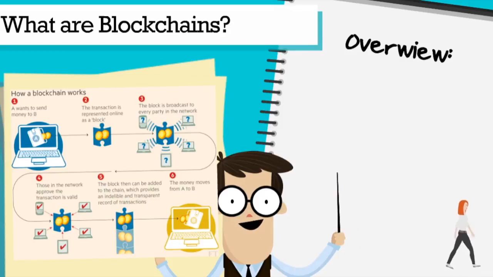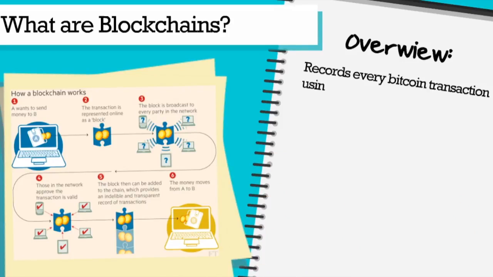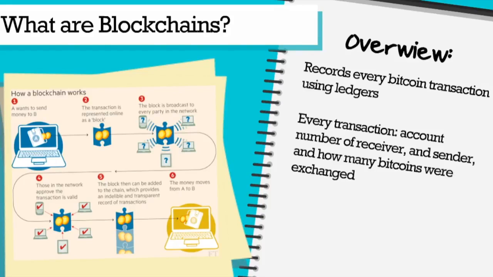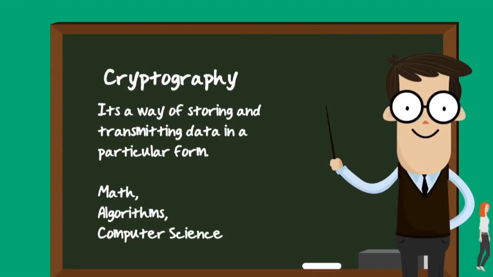What we see is that it can record every Bitcoin transaction using ledgers, or a sort of digital file. Every transaction also has a bunch of information on it. It can account for all different Bitcoin transactions with everyone editing at the same time. Now, revisiting the idea about cryptocurrency. Essentially, it's a way of storing and transmitting data in a particular form, and this often uses private and public keys.